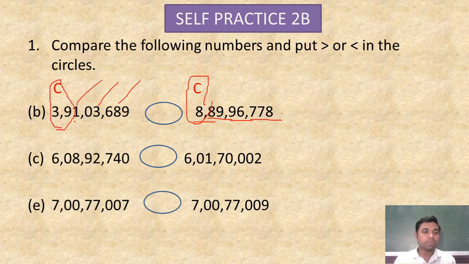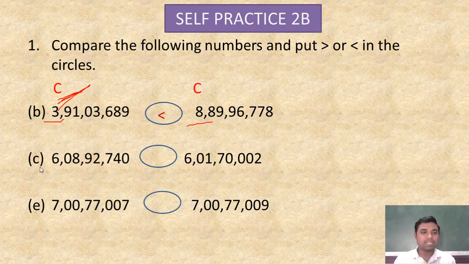So now just compare. Here 3 crore, here 8 crore. So obviously this is less than. So put less than sign. Is it clear? So what we will do? First write the highest period. Then compare 3 crore and 8 crore. So obviously this is less. That's why put here less than sign.